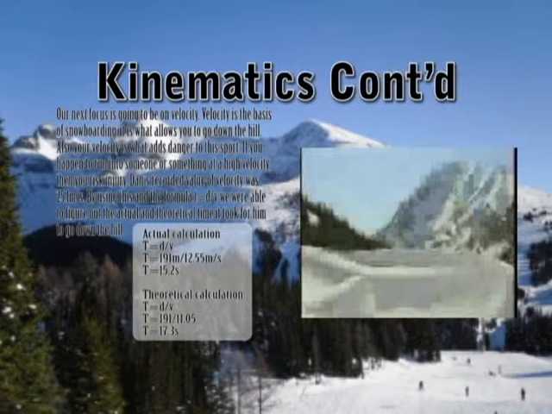By using this and the formula T equals D over V, we were able to figure out the actual and theoretical time it took for him to go down the hill. Dan's actual calculation was 15.2 seconds, and the theoretical calculation was 17.3 seconds.